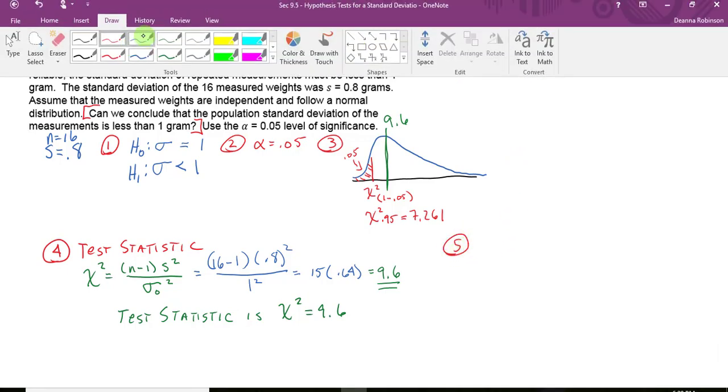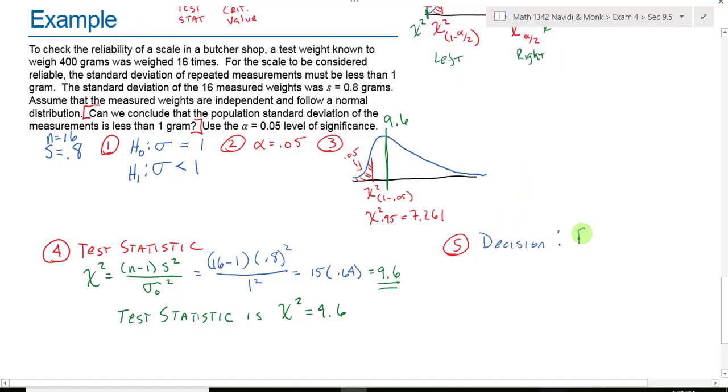which means that what's my conclusion going to be? Not my conclusion, my decision. Reject or fail to reject. We fail to reject the null hypothesis, and you can use my shorthand. F2R means fail to reject. And then we write our conclusion.